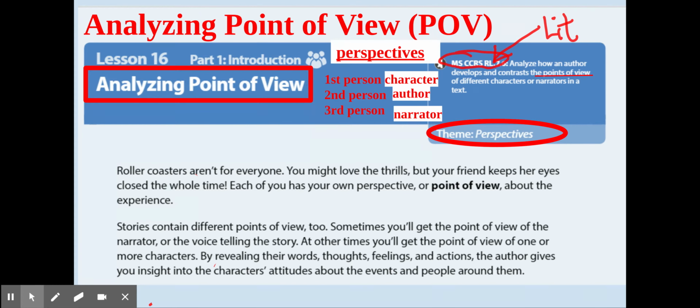Now, that can be a narrator that's third person limited, which means that you only know the thoughts and feelings of one character a lot, or you have third person omniscient, which means you know every character's thoughts and feelings. But pronouns are used a lot, like he, them, us. I mean, he, not us.